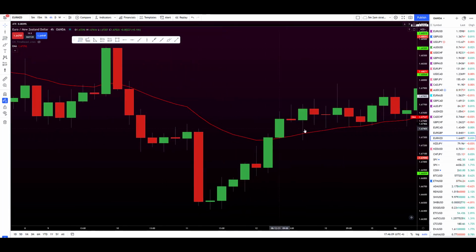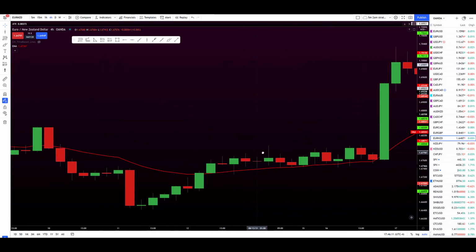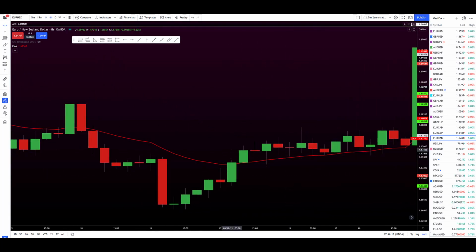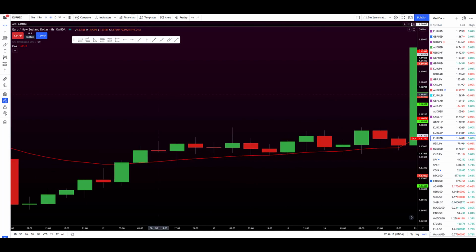We cross back above, looking for the 38.2% candle to the upside. Do we get it? Maybe. Let's check. Zooming in here.